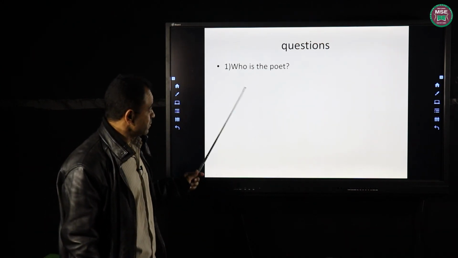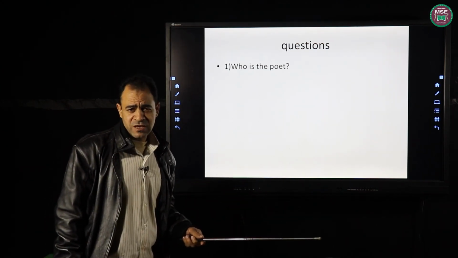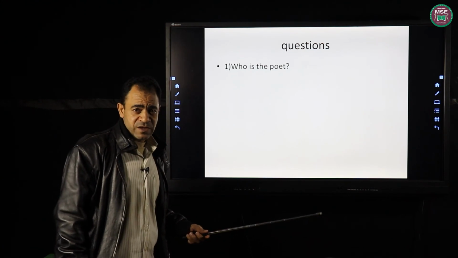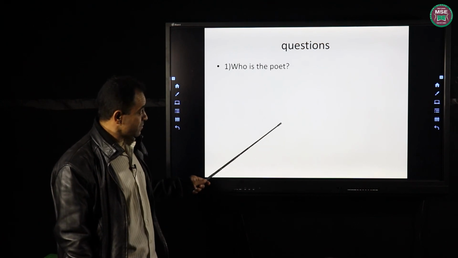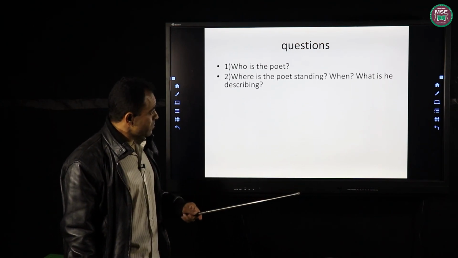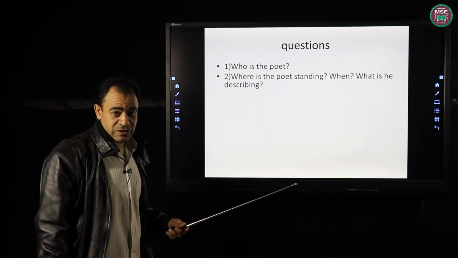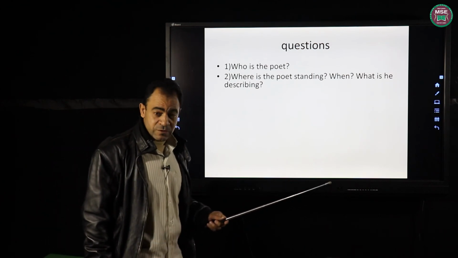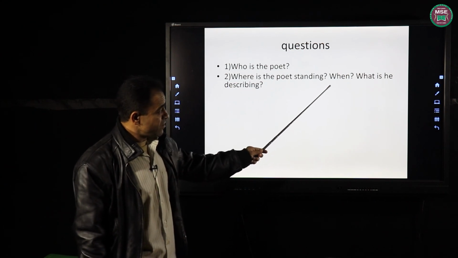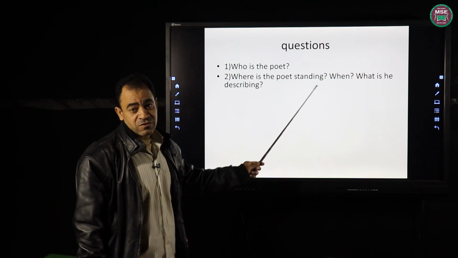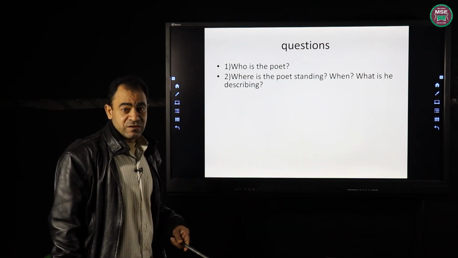especially after watching this video. Who is the poet and what do you know about him? You remember it? We mentioned at the beginning, William Wordsworth, and he's known as the father of Romanticism, right? Where is the poet standing? Oh, he was standing on the bridge in London, Westminster Bridge in London. Of course, in the early morning. What is he describing? The scene of London in the early morning.